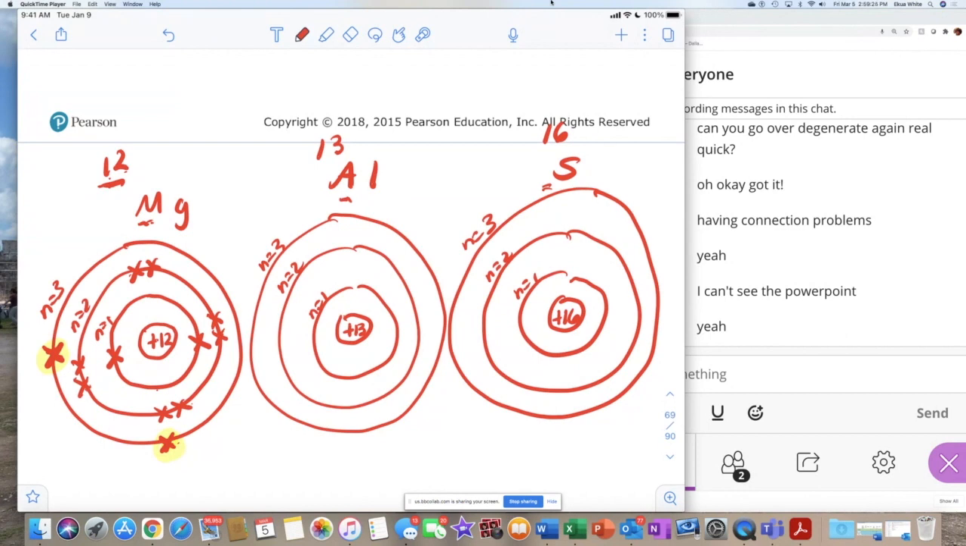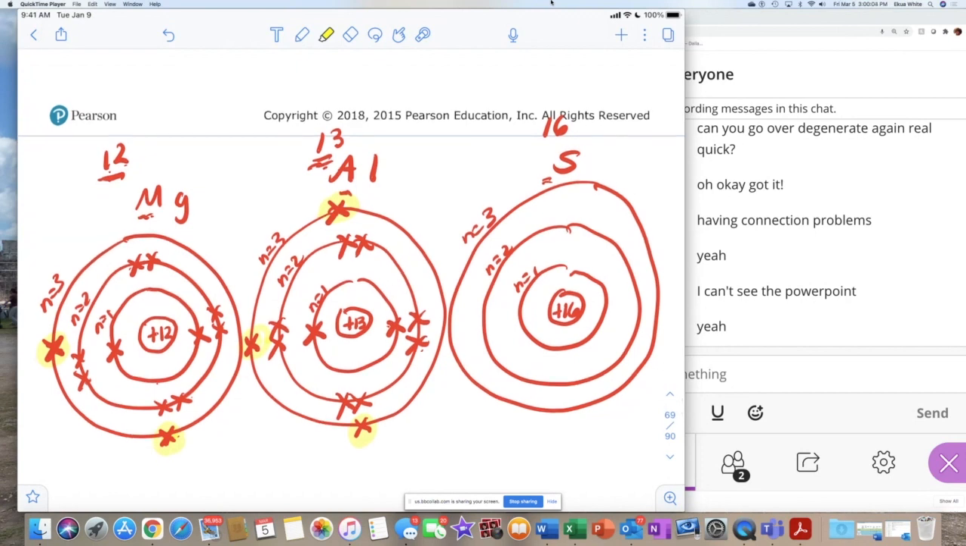Let me work on aluminum. Aluminum has 13 electrons, right? Energy level 1 has 2 electrons. Energy level 2 goes up to 8, right? So 1, 2, 3, 4, 5, 6, 7, 8. Energy level 3 also goes up to 8, but I only need space for 3 more, right? Let me check. I have 1, 2, 3, 4, 5, 6, 7, 8, 9, 10. I've already placed 10. I need room for 3 more. So I'll put 1 up here, 2 down here, and then 3 down here. I'm going to highlight my valence electrons. You can see why aluminum ends up in group 3 because it has 3 valence electrons.